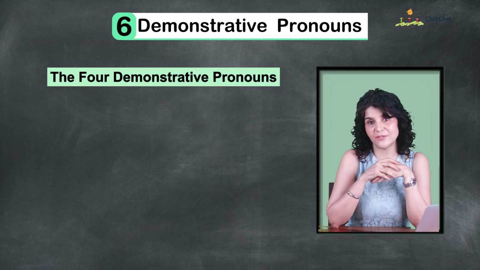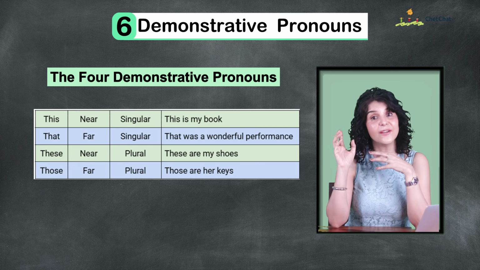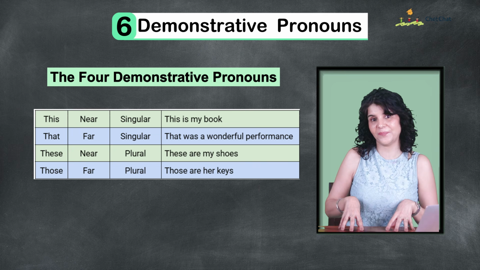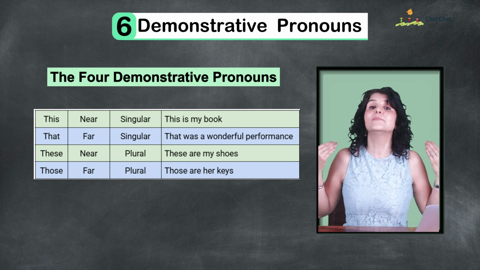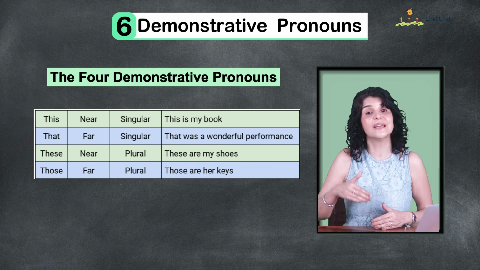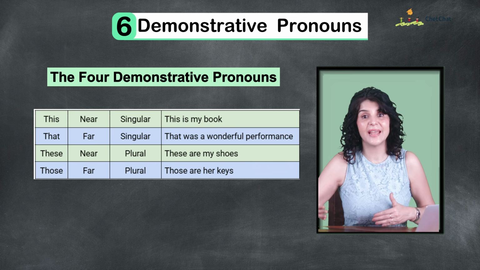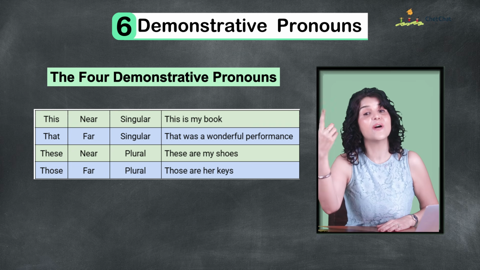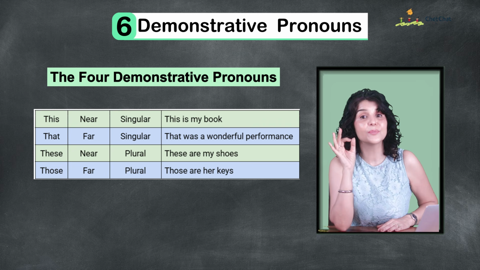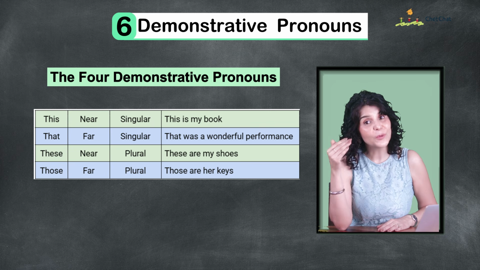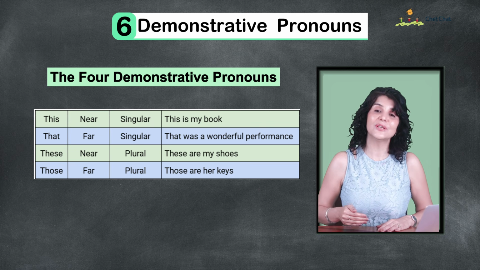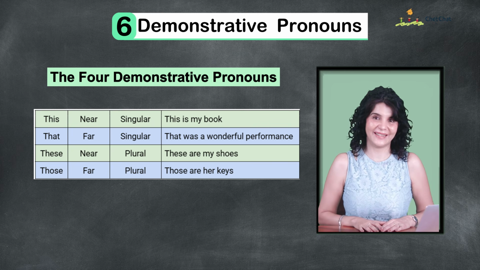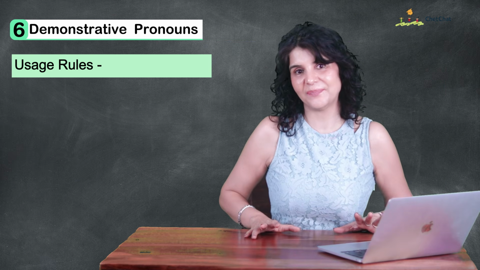There are 4 demonstrative pronouns. This refers to something near and singular. This is my book. These is the plural of this. So we use it for things near and plural. These are my shoes. That refers to something far and singular. That was a wonderful performance. Those is the plural of that. So we use it for things that are far and plural. Those are her keys.